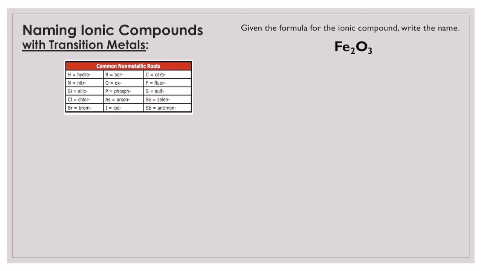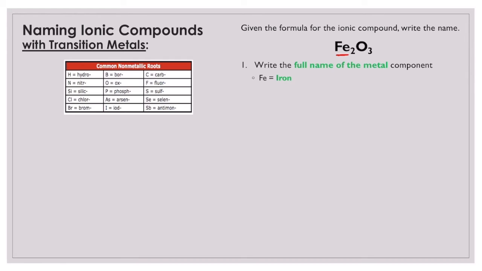All right, so now we're going to name ionic compounds that contain transition metals. And this one, the first two are kind of easy. This one can be a little bit tricky because you have to identify the charge on the metal to include that in the name. So let's go ahead and look at this.